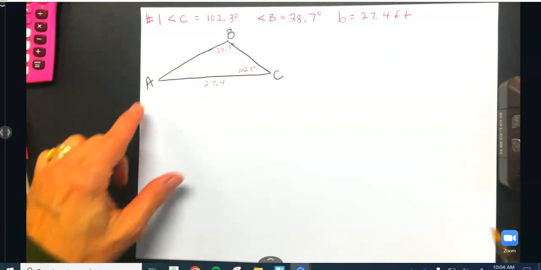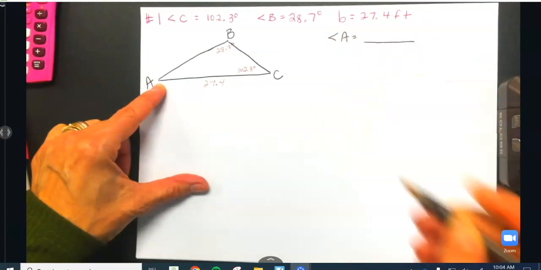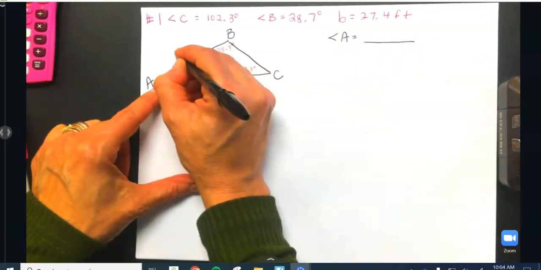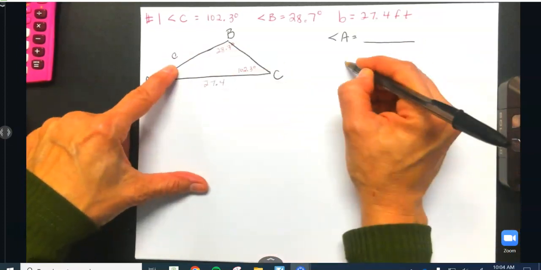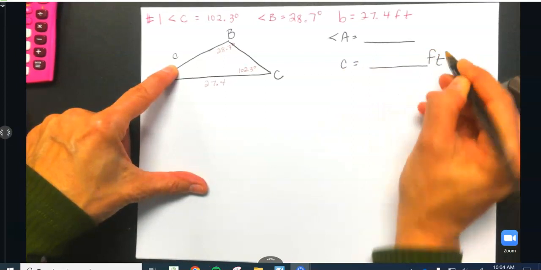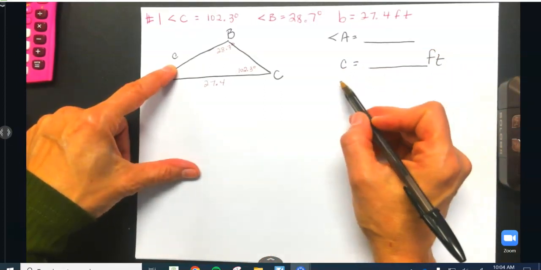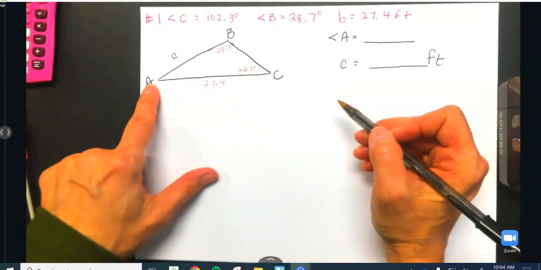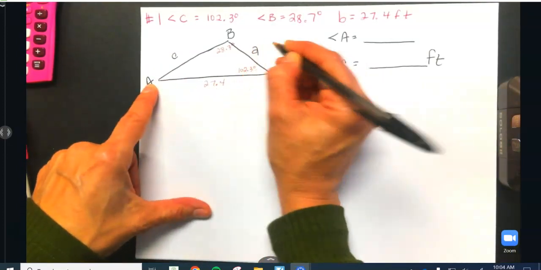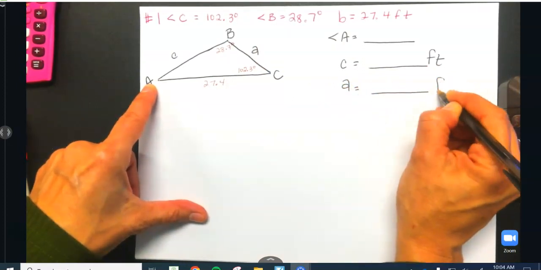Let's figure out what's missing. Angle A is missing, so I'm going to draw a blank for that. Got to find that. Leg c is missing. I'm going to draw a blank for that. Y'all, I'm going to go ahead and write feet here because I'm horrible about remembering units. Leg b is given, but leg a is not given. We're going to have to find that one too. And remember, that's in feet.